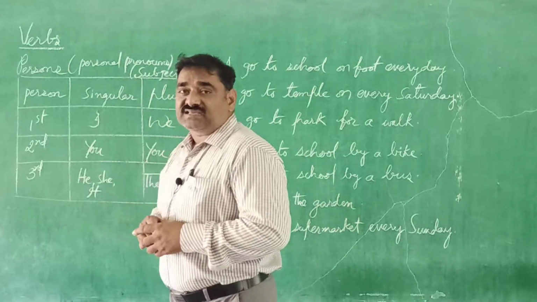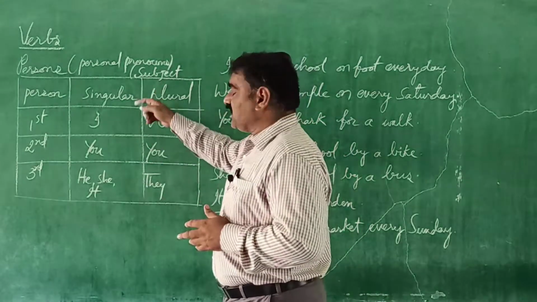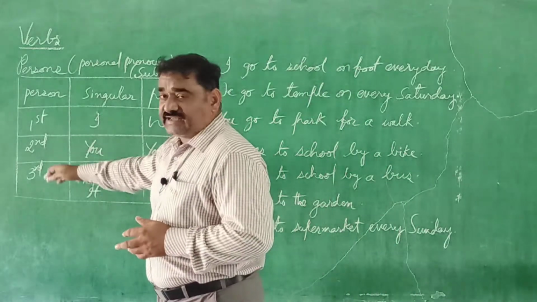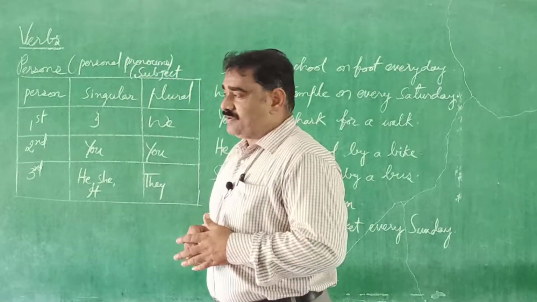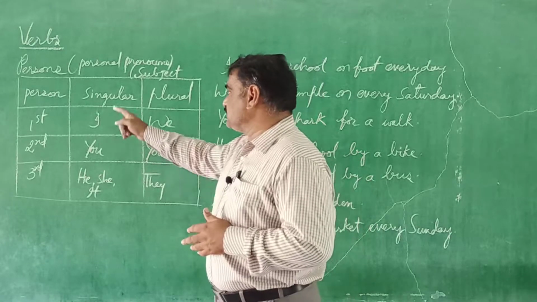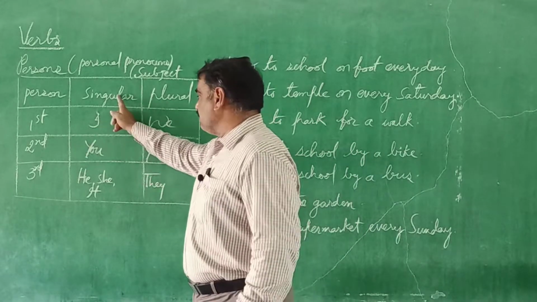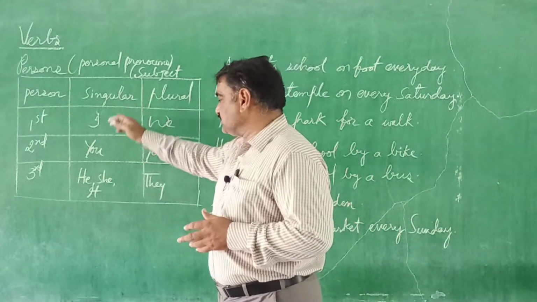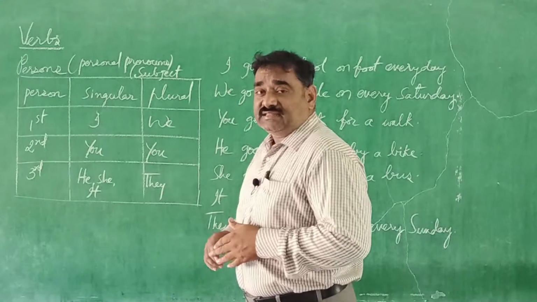This is about persons, especially personal pronouns which can be used as the subject of a sentence. We have three persons in English grammar: first person, second person, third person. Each and every person again has two categories, singular and plural. First person singular I, first person plural we. Second person singular and plural both together, you. Whereas third person singular he, she, it, and third person plural they.